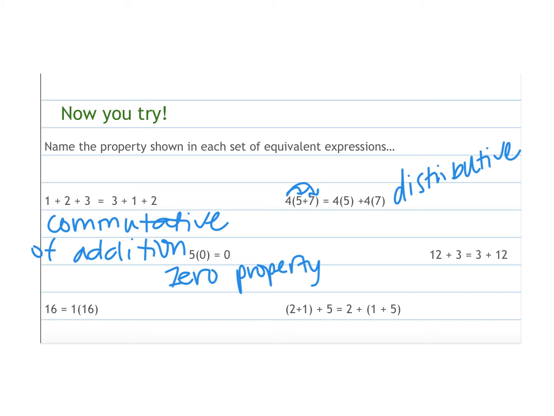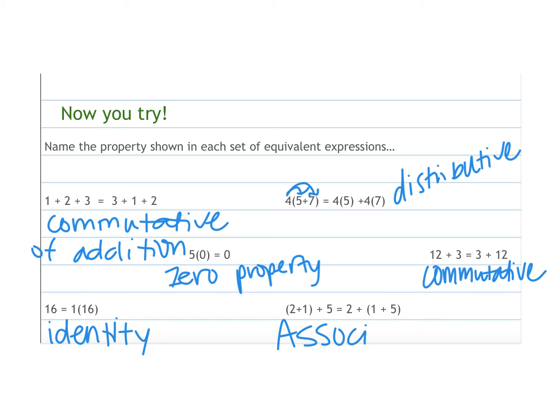12 plus 3 equals 3 plus 12. So we're changing the order. That is the commutative property of addition. Change the order, still get the same answer. 16 equals 1 times 16, so we can multiply any number by 1 and we still end up with the same answer. That is the identity property. And the last one, 2 plus 1 plus 5, and then we're changing the grouping. That is the associative property of addition. Okay, remember you can do it for multiplication as well, but in this case it's addition that's being shown.